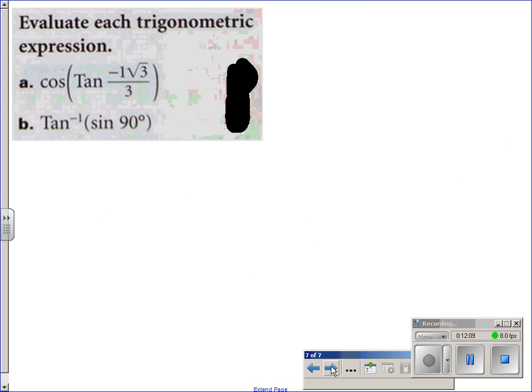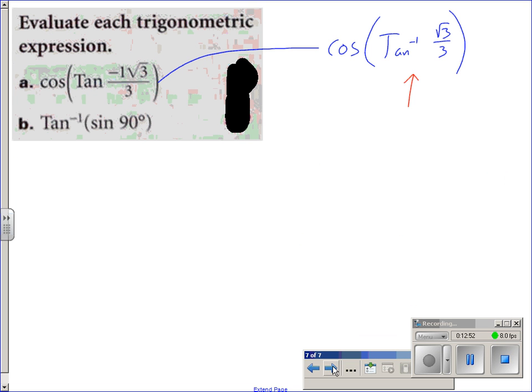The last set of problems is a combination of some of these things. Really, it's just composite functions, all right? So this is part A. This is some bad writing here. There's an error there. Cosine of the inverse tangent of square root 3 over 3. All right, so it's a composite function. Order of operations says you do the inside function first. That's that one. So I'm looking for an angle measurement that when I take the tangent of it gives me square root 3 over 3.